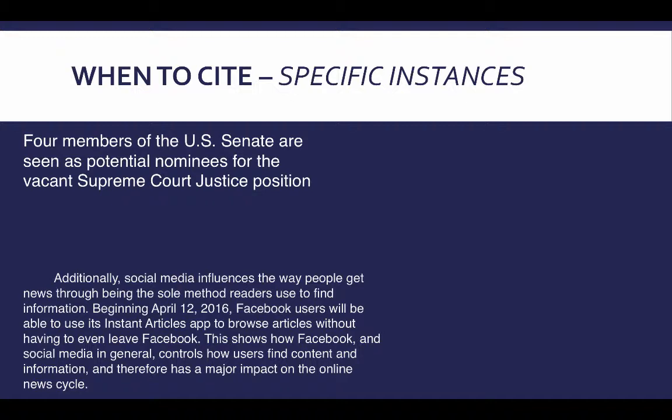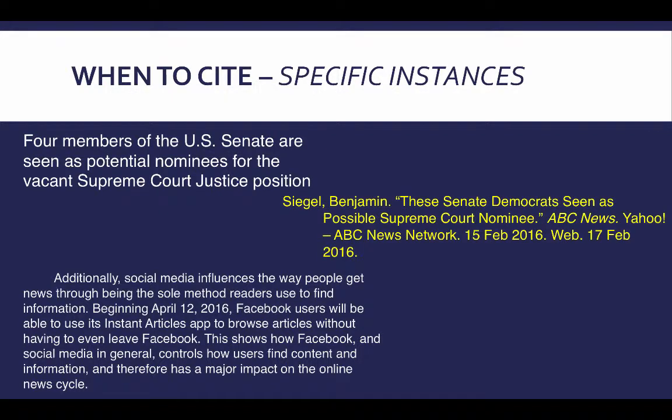Here are 2 more examples. 4 members of the U.S. Senate are seen as potential nominees for the vacant Supreme Court justice position. Let's say we got this from the article, Benjamin Siegel's These Senate Democrats Seen as Possible Supreme Court Nominee. Now, we can tell pretty easily that that is actually a summary. It obviously doesn't have quotation marks when it's not a quotation.